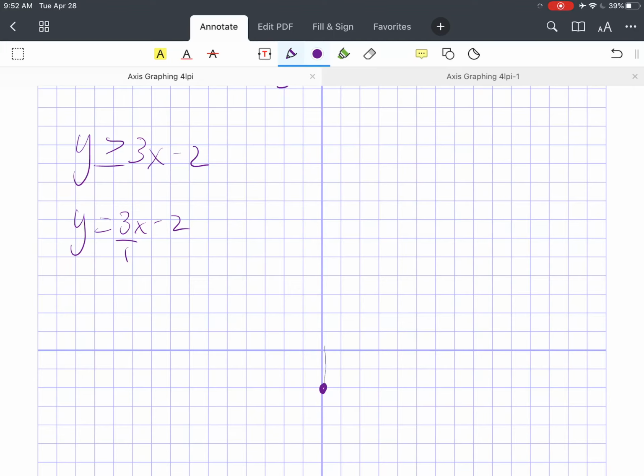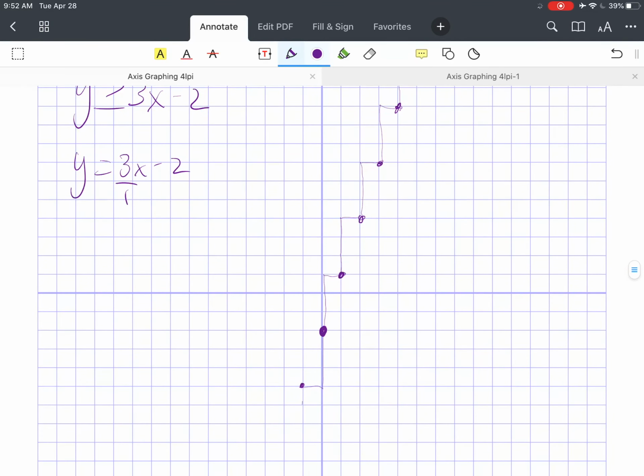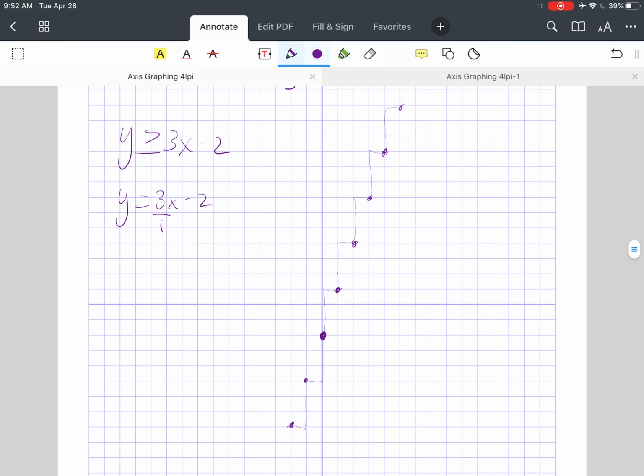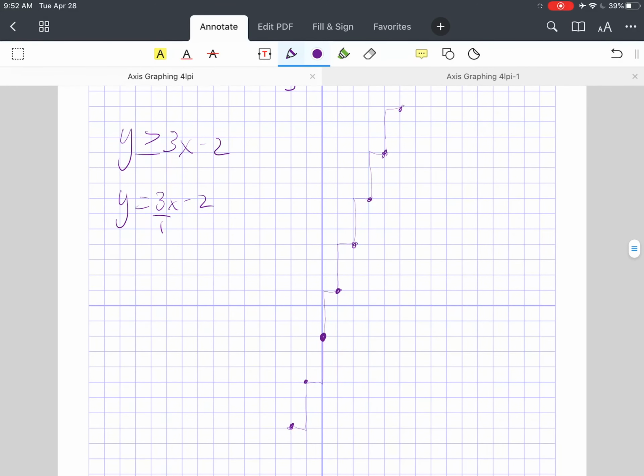So the y-intercept is -2, which means it's going to cross down here at -2. The slope is 3/1. So that means we're going to go up by 3, 1 to the right, and keep doing this until you get enough points. And you can even go the opposite way. Down 3, 1 to the left. So now you've got a nice set of points right here.